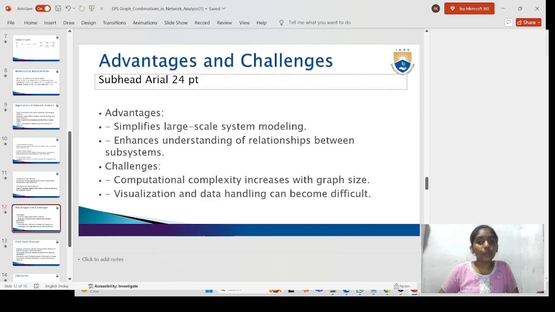Next, we are moving to advantages and challenges. The advantages are that it simplifies large scale system modeling and enhances understanding of relationships between subsystems. Next, the challenges. Computational complexity increases with graph size, and visualization and data handling can become difficult. These are the advantages and challenges.